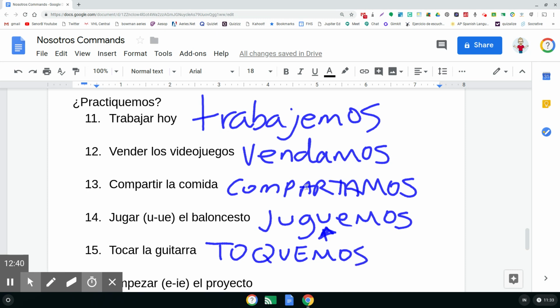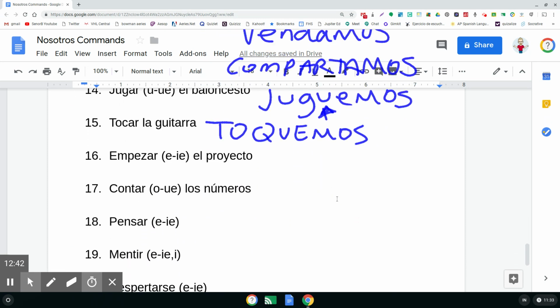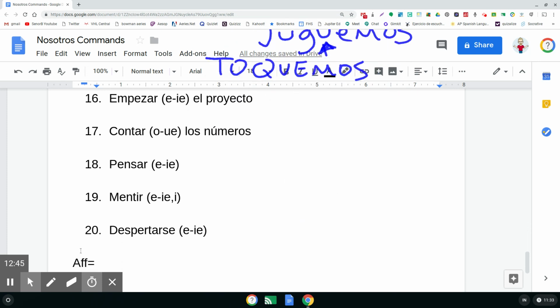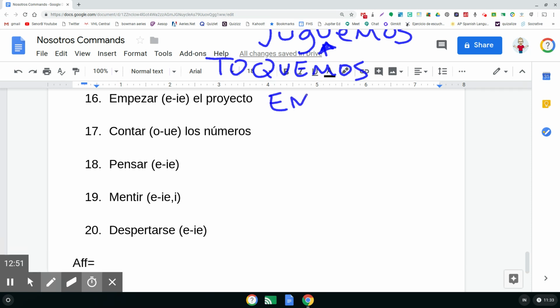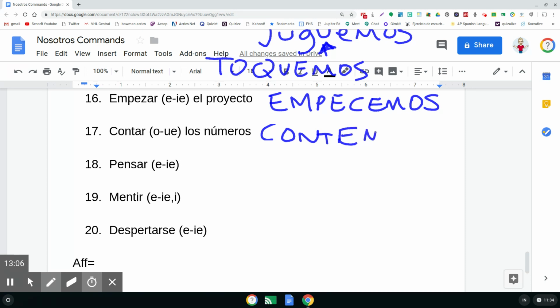Let's scroll down a little bit. All right, so let's start the project. Now, empezar is a boot verb, but it's not an IR verb, so I don't need to worry about that change. But it is a ZAR verb, so I've got to change that Z to a C. So I've got empecemos el proyecto. Let's start the project. Contar also a boot verb, but not an IR verb, so I don't need to worry about it. And that's going to be contemos los números. Let's count the numbers. Pensar is just going to be pensemos.